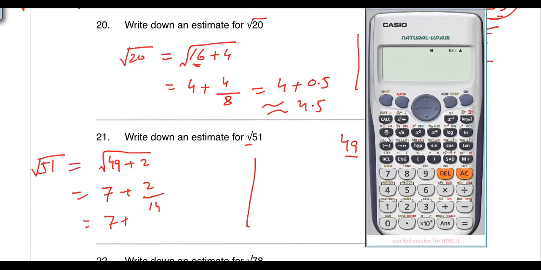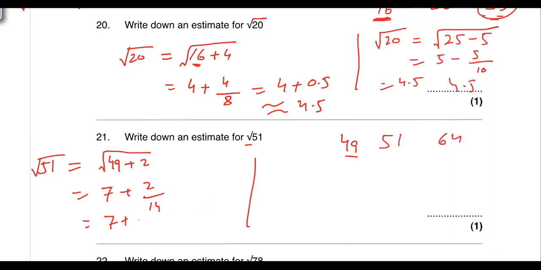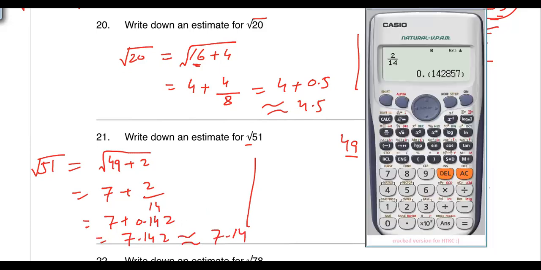What is 2 over 14? 2 over 14 is 1 over 7, which is 0.142857. So I will round it to 0.142. I will just write 0.142. That if you add will become 7.142, which finally you can round to 3 significant figures, 7.14. So if you directly use the calculator, what will the answer be for the square root of 51? 7.14. Look.